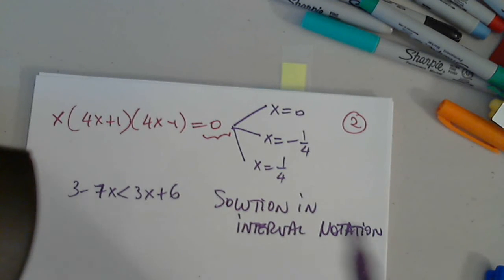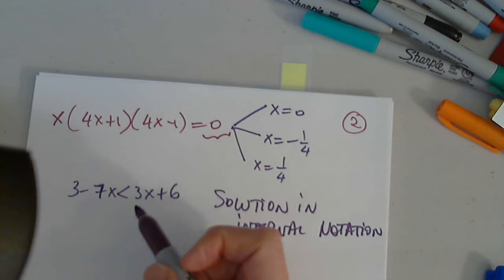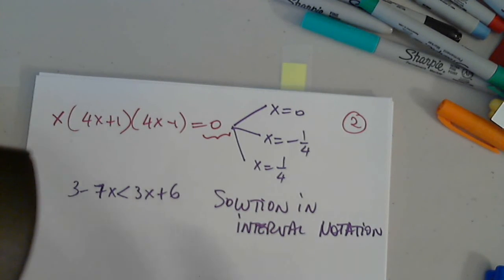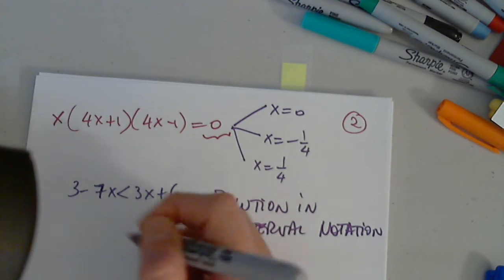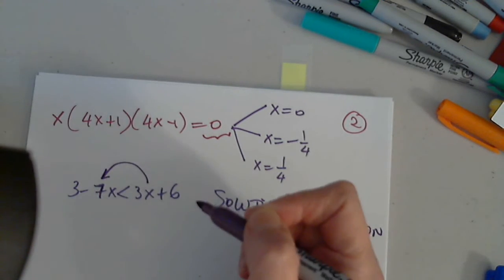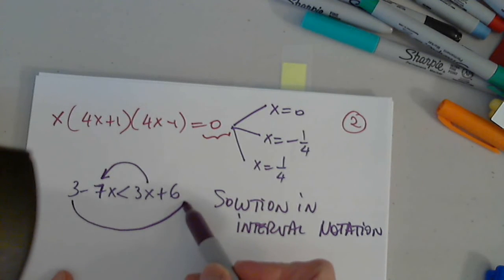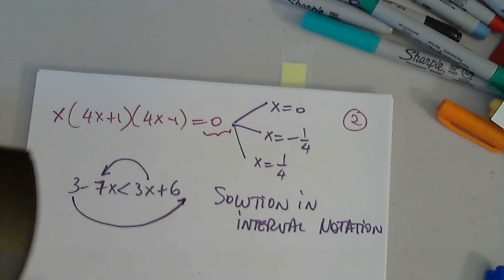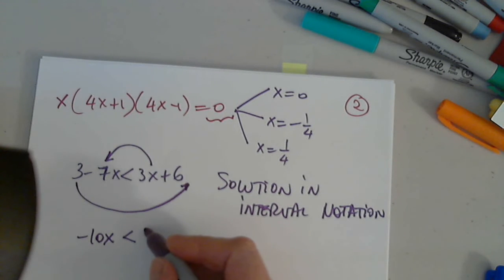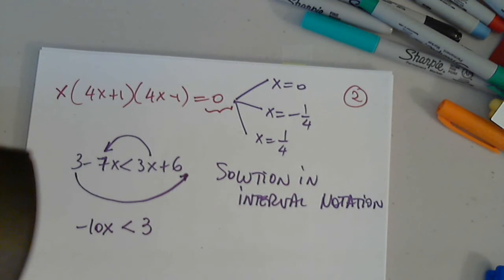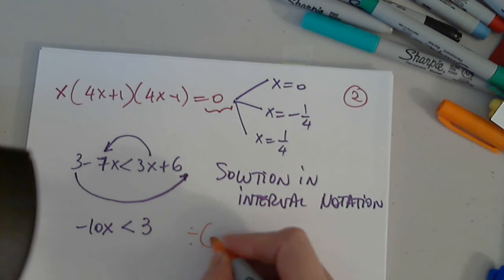So like with everything else, when we move terms around, please try to move away from minus, minus, or plus, plus. You're moving 3x to the other side. The only thing that changes is its sign. I'm moving 3 to the other side. The only thing that changes is its sign. Negative 3x minus 7x, negative 10x less than 6 minus 3, which is 3. What do we do next? Divide by negative 10. So we divide both sides by negative 10.